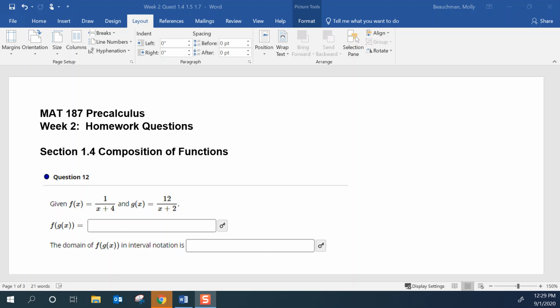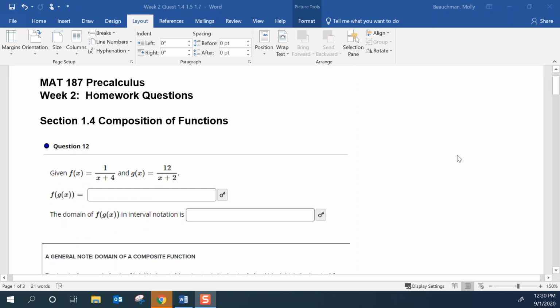In this video, we'll take a look at the most asked homework questions from section 1.4, Composition of Functions. The first question is question number 12. Given two functions, f of x is 1 over x plus 4 and g of x is 12 over x plus 2, find f composed with g of x. So the first thing we'll do is find f composed with g of x.